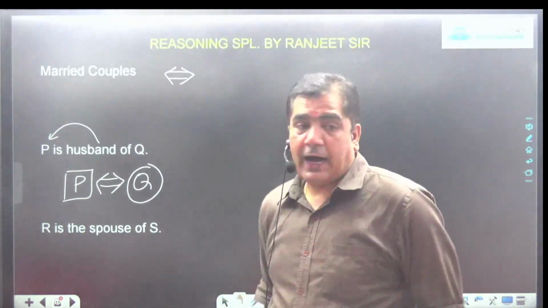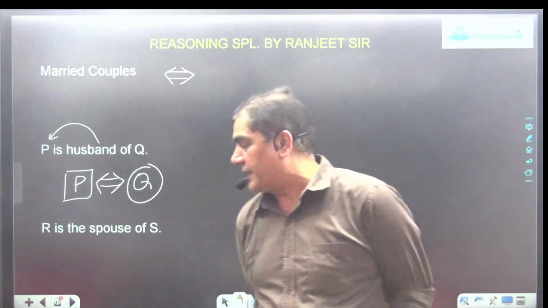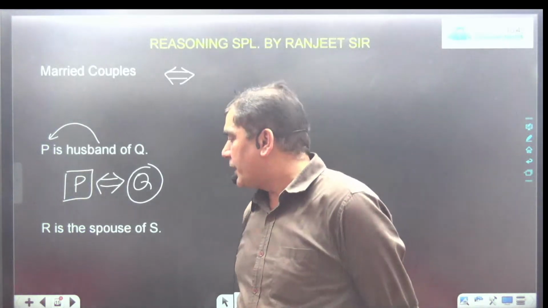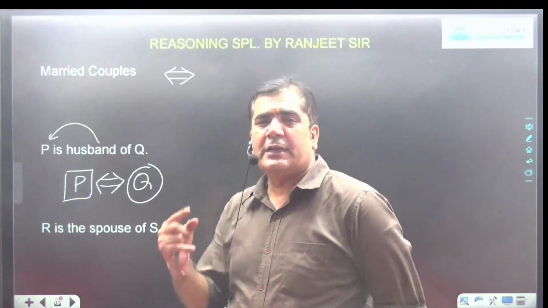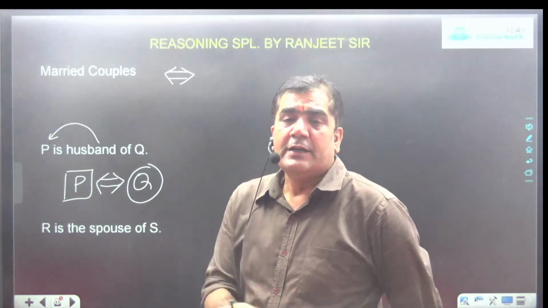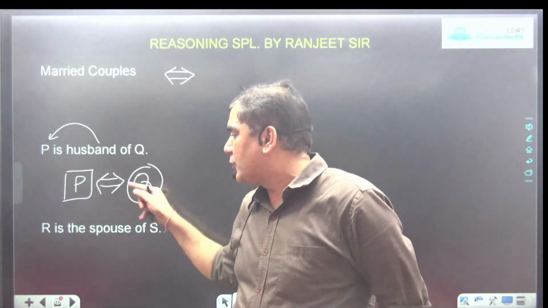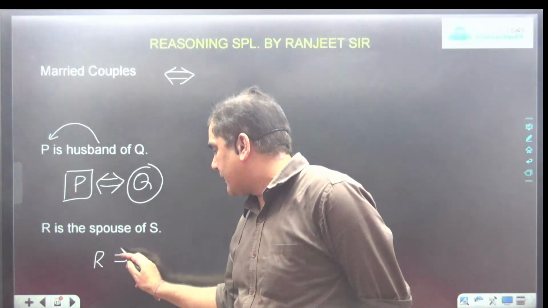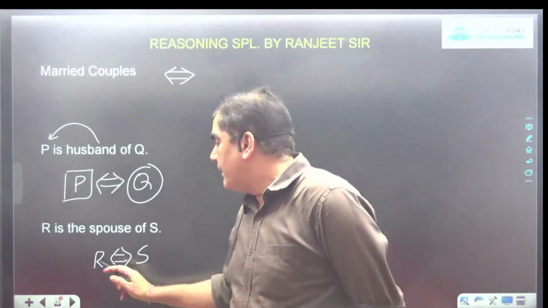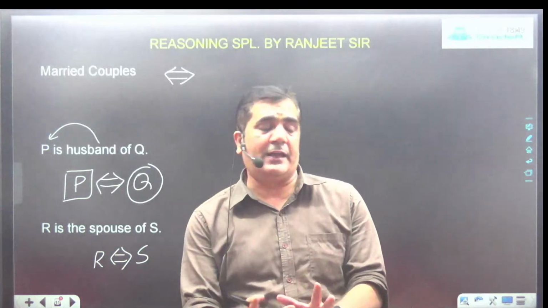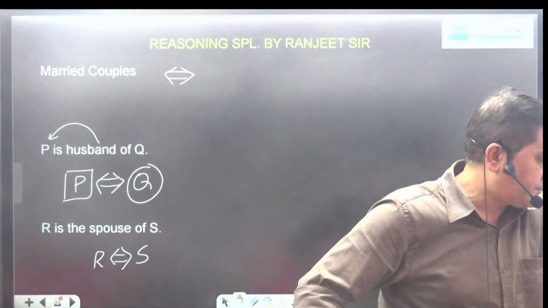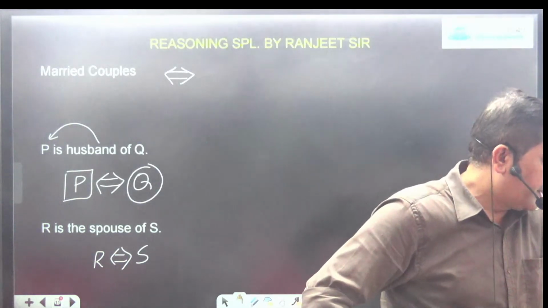Okay, next one. R is the spouse of S. Spouse is nothing but a married couple; the other partner of the married couple will be the spouse. Most of the students will feel that the spouse means the other partner of the married couple, so R and S should be a married couple. Then where is the difference? The difference is that here the gender of P and Q was given to me, but for R and S, the only thing I can deduce is that R and S will be married. Who will be male and who will be female, I can't say. Clear?